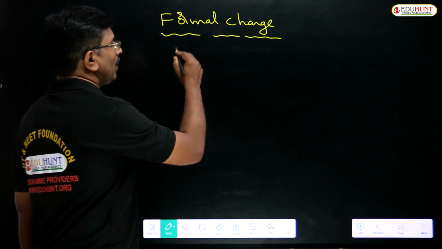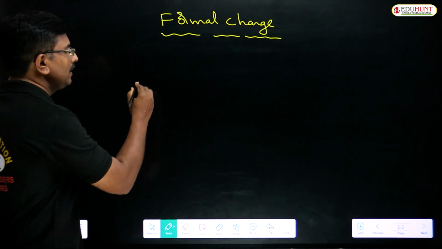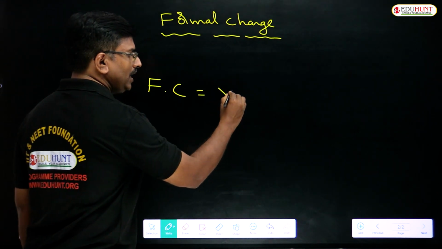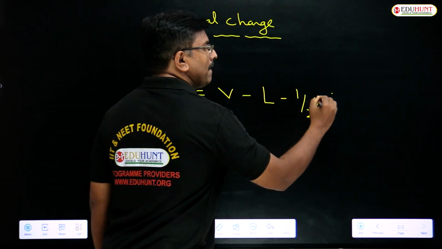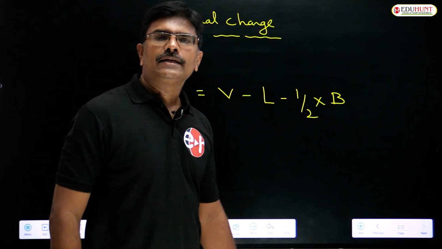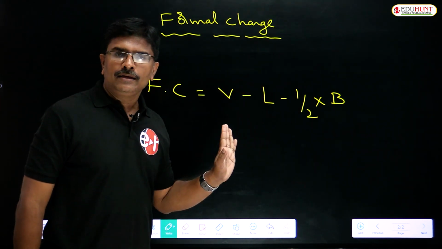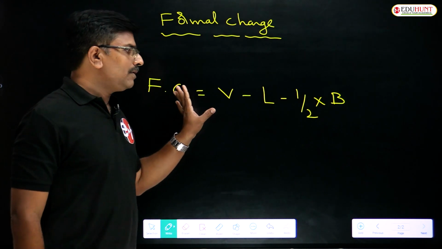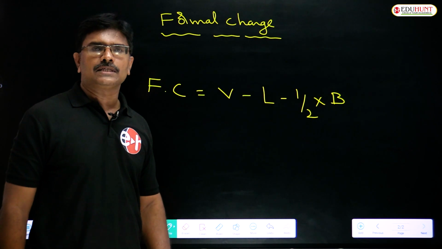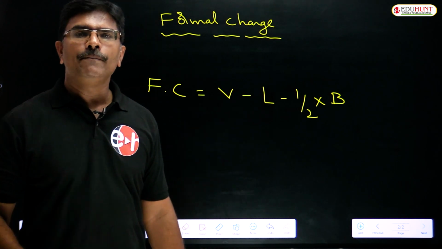The formal charge calculation is very easy and the formula is very simple. Formal charge is equal to V minus L minus half into B. This is the formula to calculate the formal charge. I will explain what V, L and B are. Then immediately you will ask me, sir, what is V, what is L and what is B?